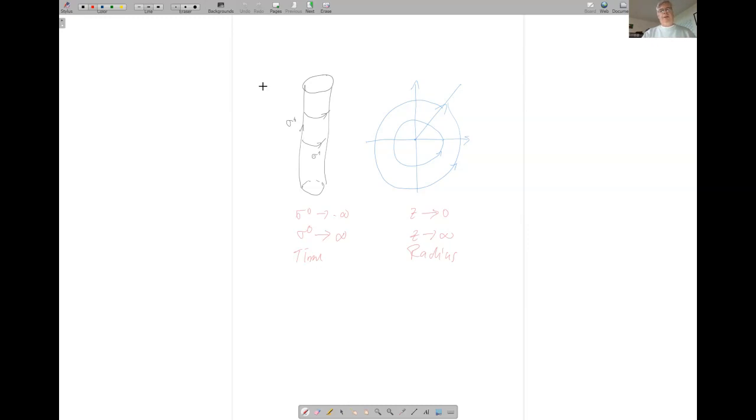If this is mapped to the complex plane with the coordinate z, then the infinite past is mapped to the origin of the complex plane, whereas the infinite future of the cylinder is mapped to the infinitely far point on the complex plane. And that means that we have here a correspondence where time is represented in the complex plane as a radius. Or if I read it as evolution of a string along the cylinder, then in the plane, this closed string originates at the origin and then moves out as a circle out to infinity.